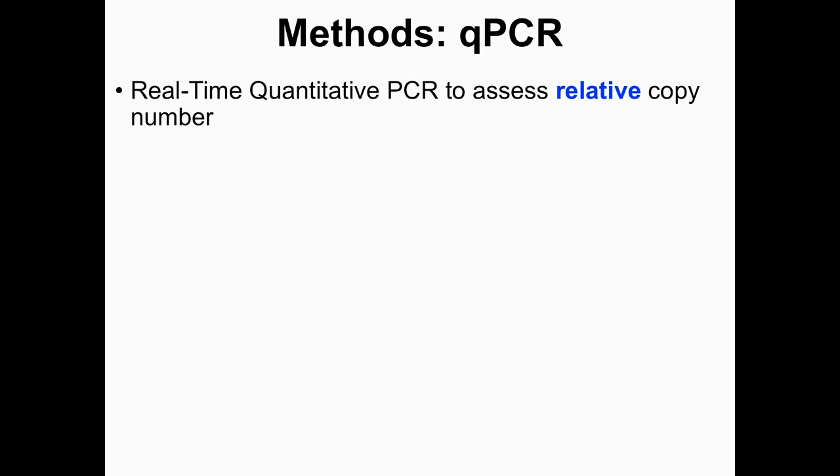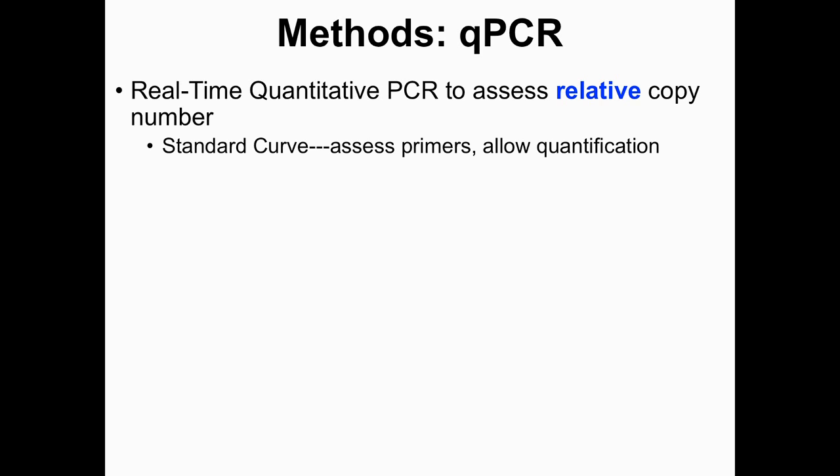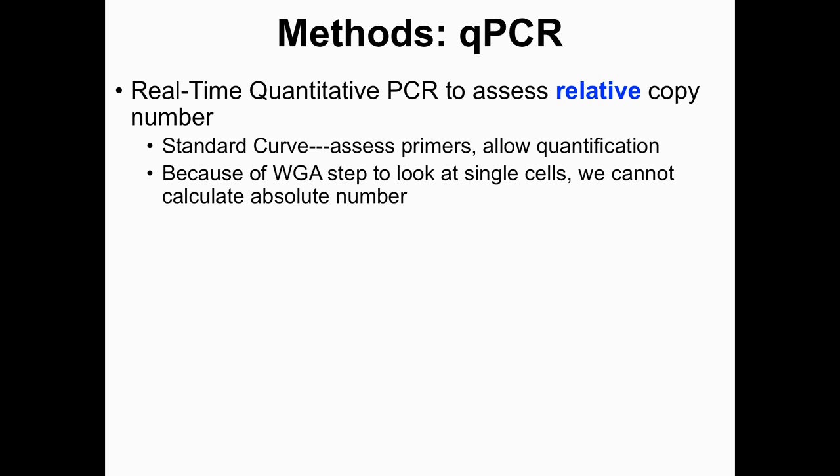With the qPCR method, we assess the relative copy number. We're using the standard curve to assess our primers, but because of the whole genome amplification step, we cannot calculate the absolute copy number. We can only assess the relative copy number.